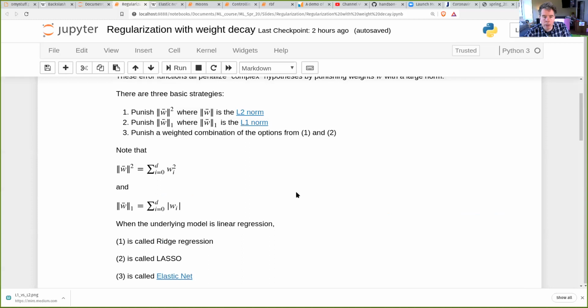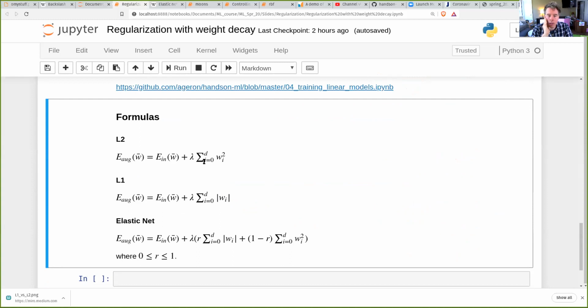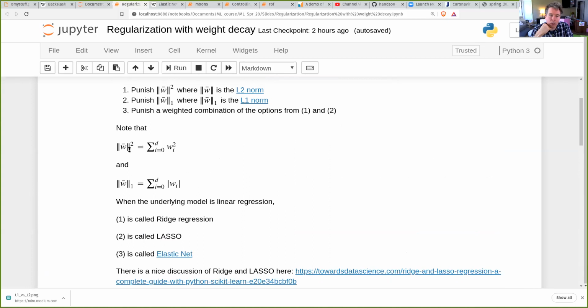so what we just did, there's a name for this. If you're doing linear models and linear regression, then this formula which we just gave for the augmented error is called ridge regression. So without much justification, we picked this way of describing complexity. We said that complexity was the sum of the squares, which you can express mathematically like this. It's the square of the Euclidean norm, which is also sometimes called the L2 norm.